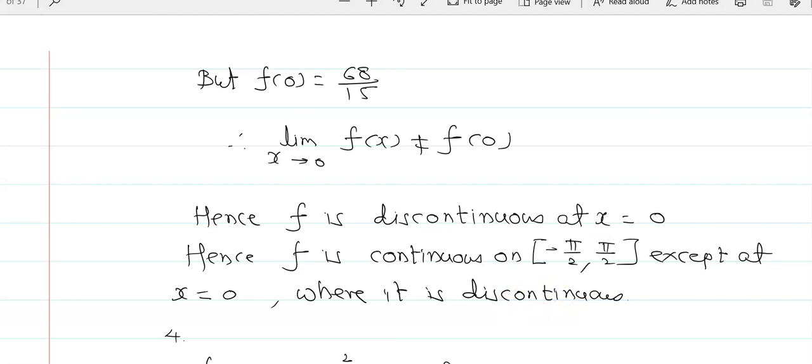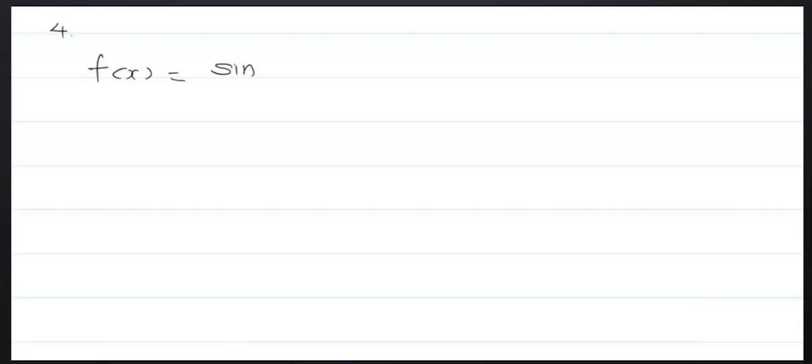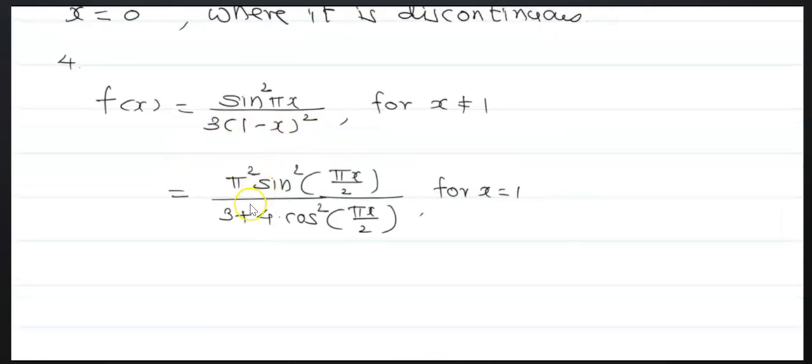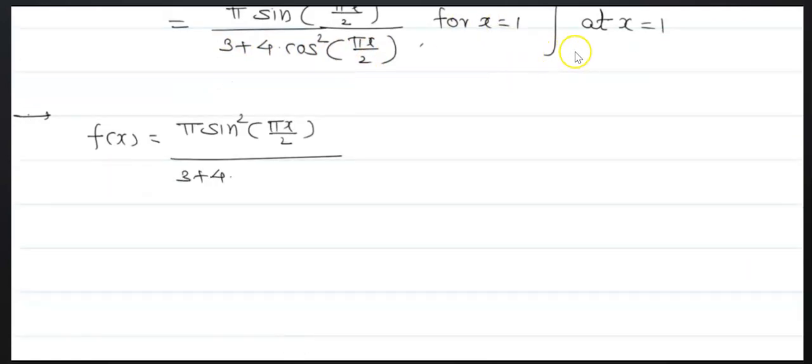Now next is f of x is equal to sin square pi x upon 3 (1 minus x) whole square, and pi square sin square pi x upon 2 upon 3 plus 4 cos square pi x upon 2, for x not equal to 1, and at x equal to 1 it is 2. Check the continuity at x equal to 1.